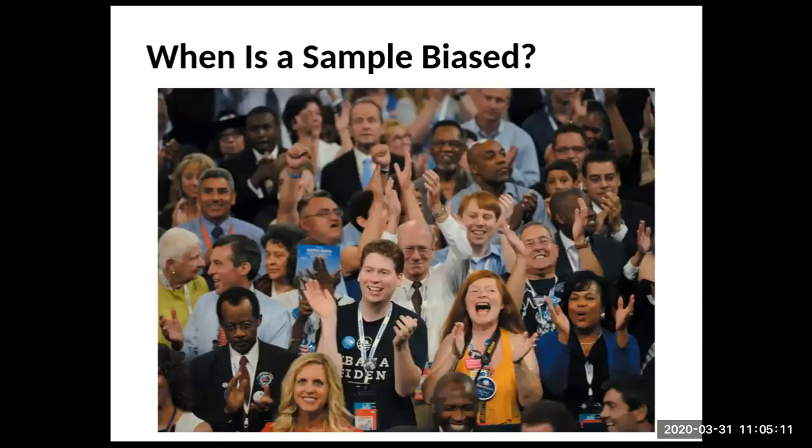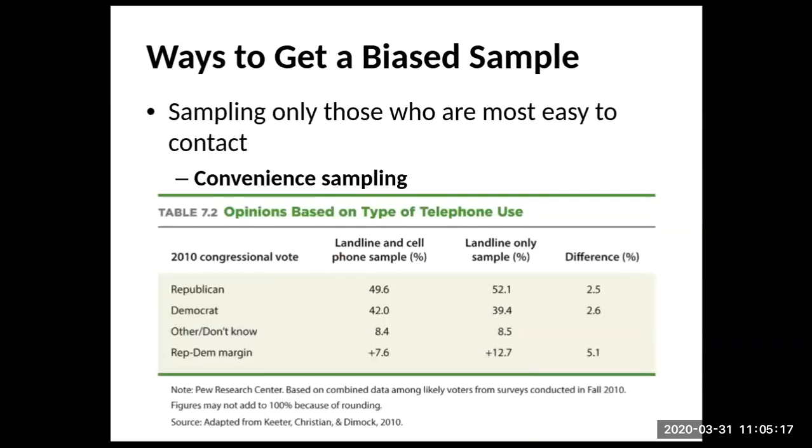So the question is, when is a sample biased? When it's not representative, right? So the easiest way to get a biased sample is just getting a hold of the people that are easiest to contact. I gave you the example already in class.